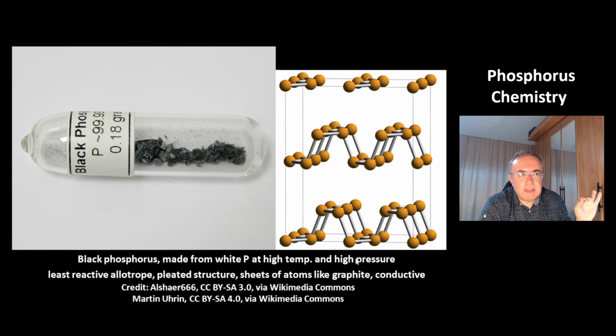There's one difference to graphite. Graphite is made of flat sheets. In black phosphorus, the sheets are not flat. But still, it looks a bit like graphite, and it is conductive like graphite.